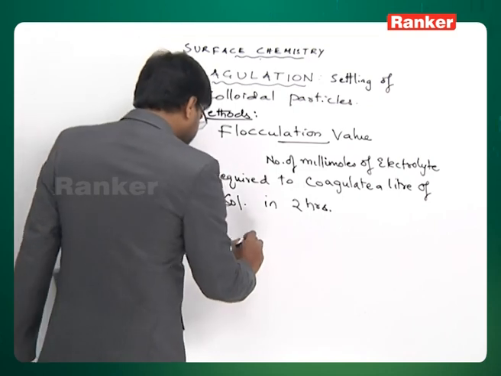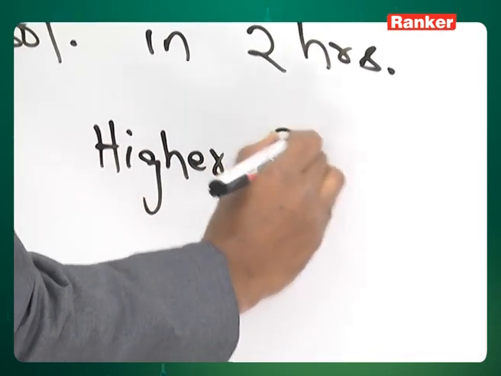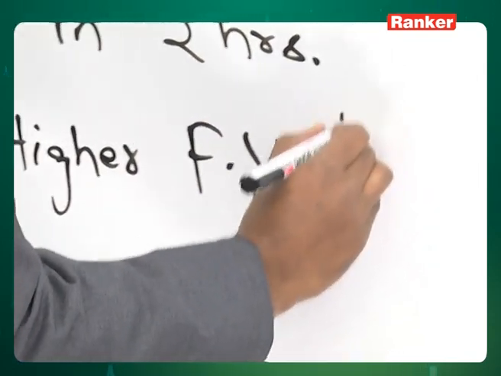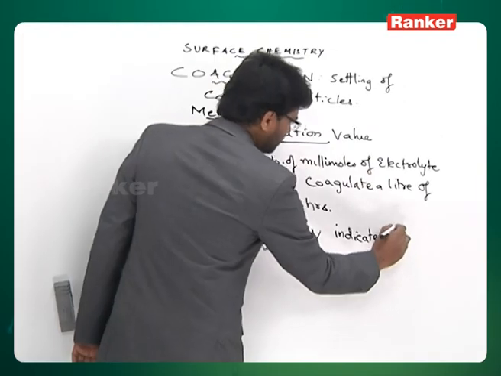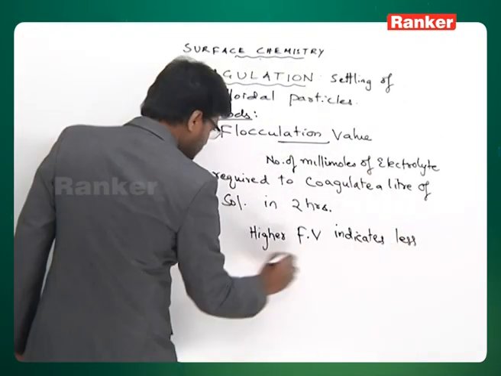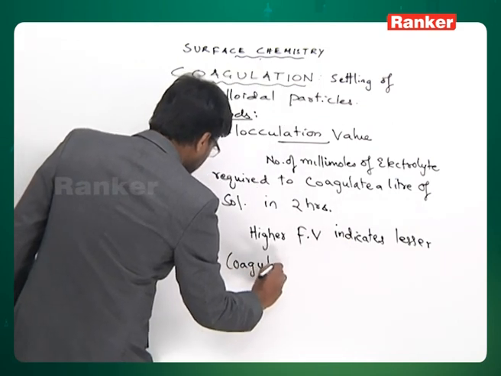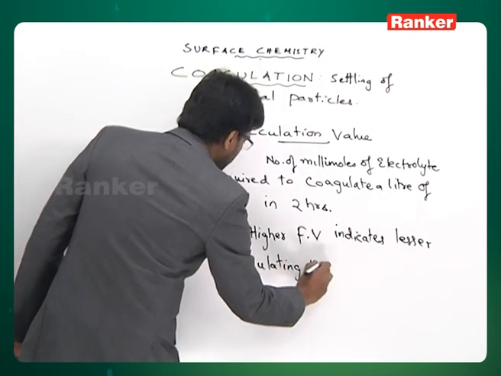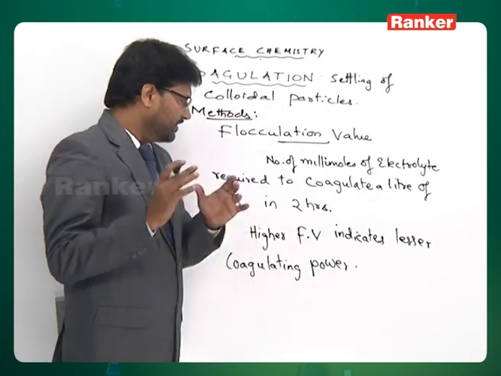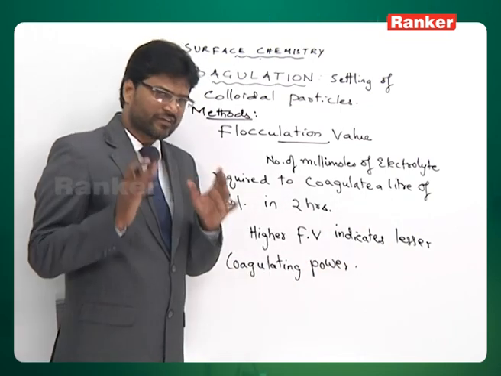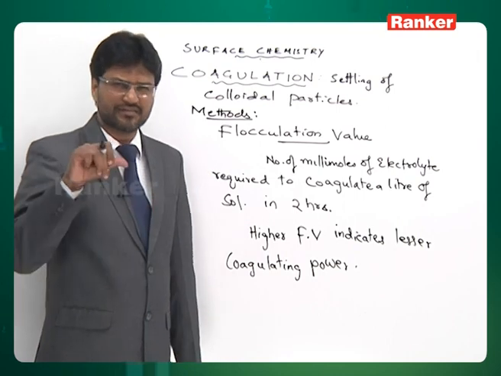And remember, higher flocculation value indicates lesser coagulating power. An electrolyte with high flocculation value indicates that its coagulating power is less. That means the charge carried by the coagulating ion is lower.